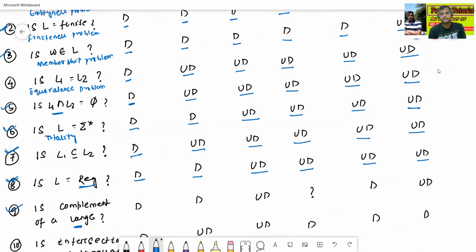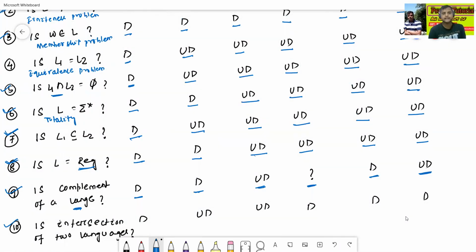So this problem is decidable under regular language, decidable under DCFL language, undecidable under CFL language. Because there is a question mark, it means we haven't found the solution. This problem is decidable or undecidable under CSL language. So decidable under recursive language, undecidable under REL language.